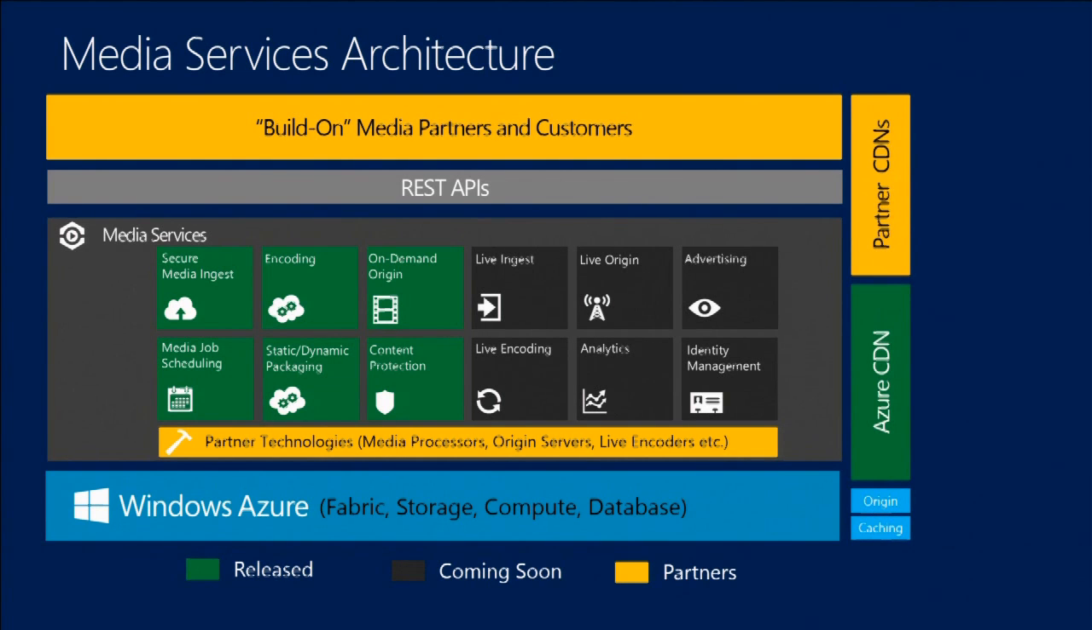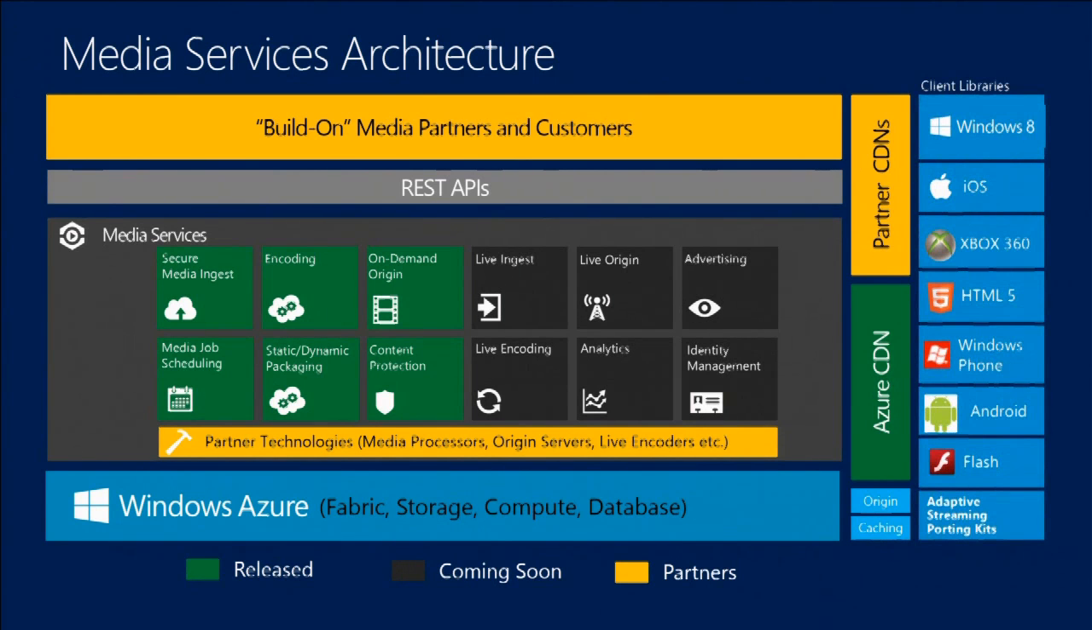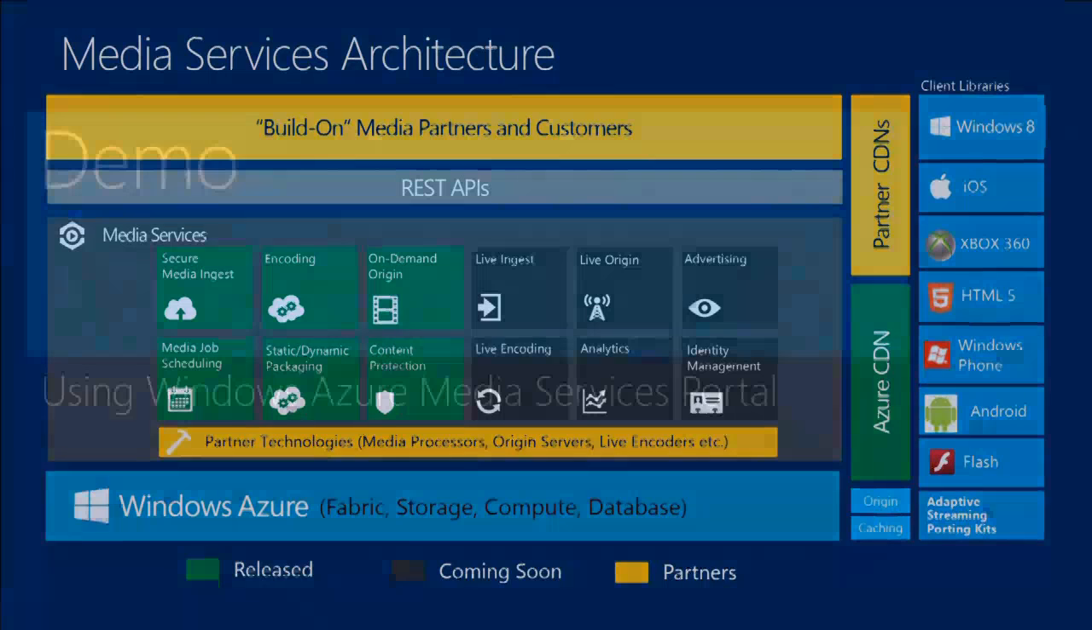You can cache the content coming from Azure Media Services with Azure CDN or with third-party CDNs like Akamai, Limelight, and Level 3. And then you can stream and deliver your files to a broad set of clients, right, from the mobile phone to the TV and Windows 8.